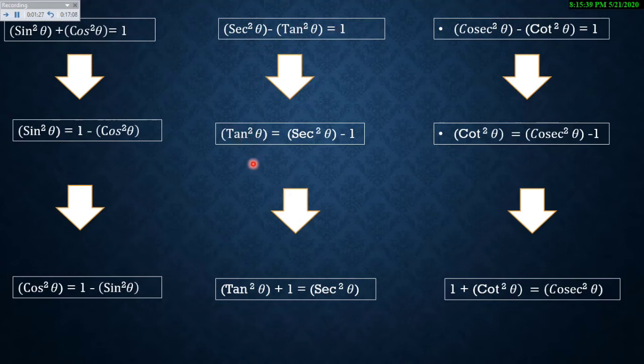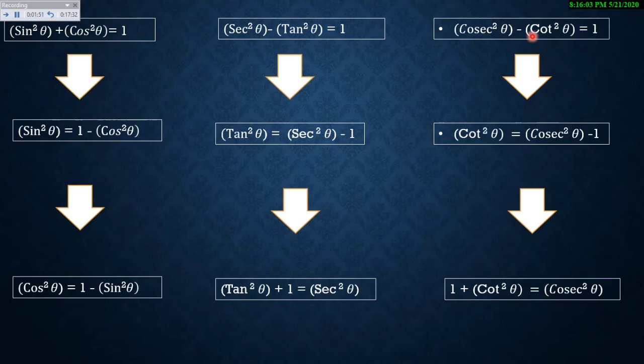Now how to find tan square theta? From here only, if we send this 1 to the RHS, we get tan square theta equals secant square theta minus 1. How did we get it? This one plus 1 is there, no? We send it to the RHS, and we get tan square theta equals secant square theta minus 1.